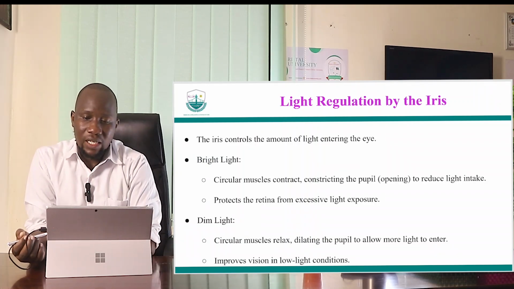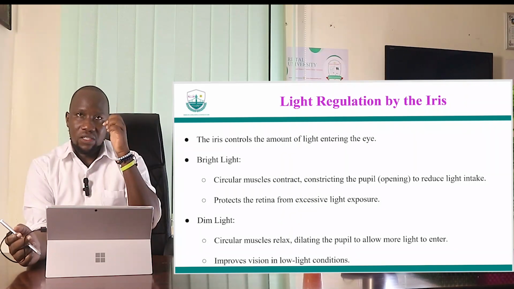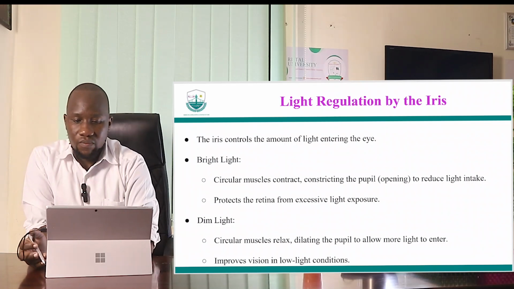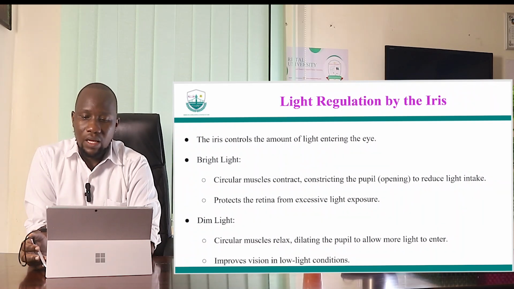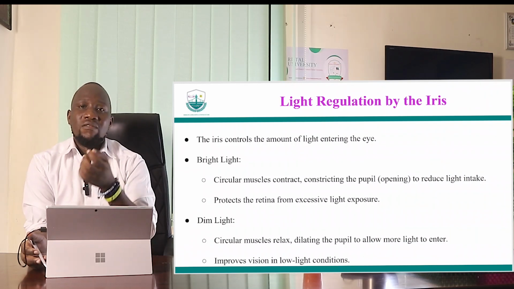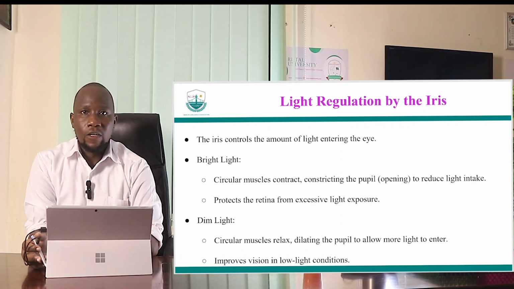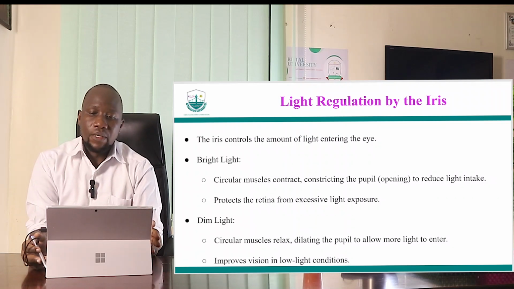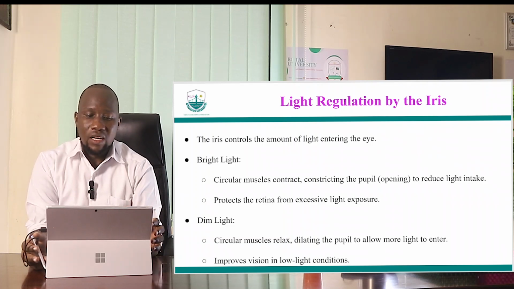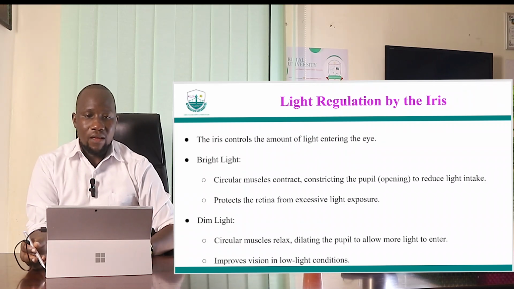So the amount of light that enters the eye is regulated by the iris. Remember, it is a circular muscle. Okay, when it contracts, it constricts the pupil, and that means that little light will be let in, and that will prevent the retina from receiving more light. If you have little light or dim light, the iris, which is a muscle, will actually relax, dilating the pupil and letting in more light, and this improves vision in areas where you don't have enough light.